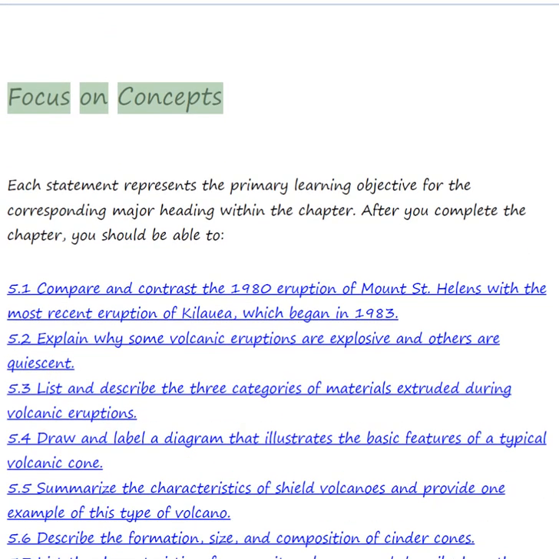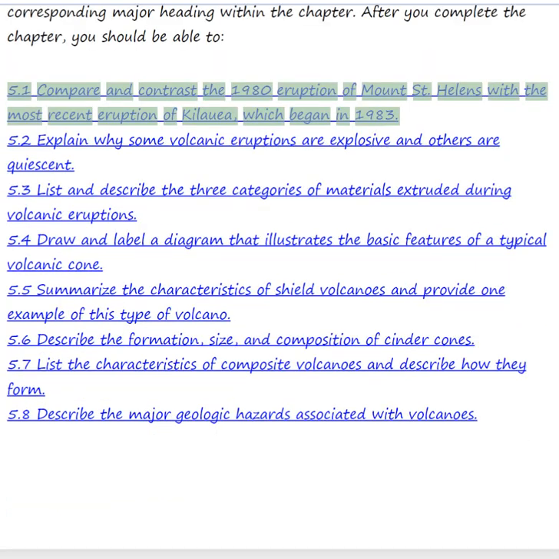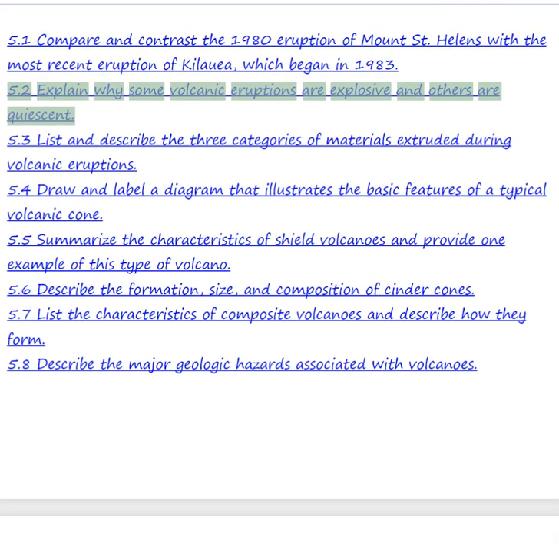Focus on concepts. Each statement represents the primary learning objective for the corresponding major heading within the chapter. After you complete the chapter, you should be able to: 5.1 Compare and contrast the 1980 eruption of Mount St. Helens with the most recent eruption of Kilauea, which began in 1983. 5.2 Explain why some volcanic eruptions are explosive and others are quiescent.